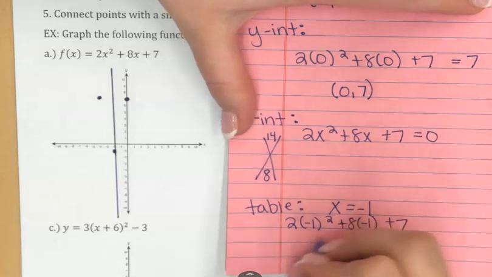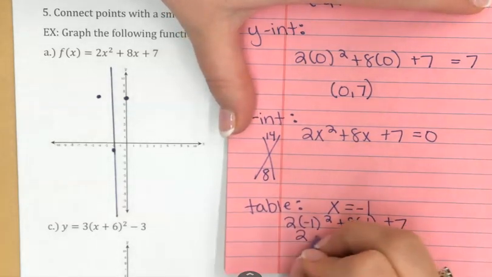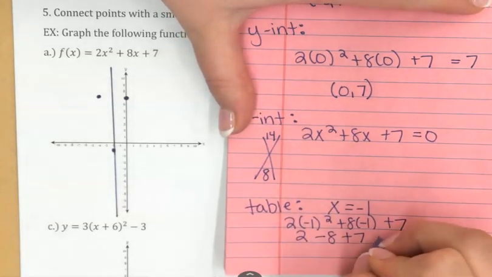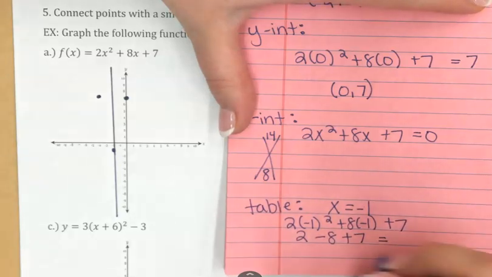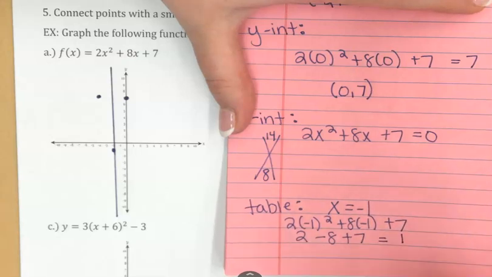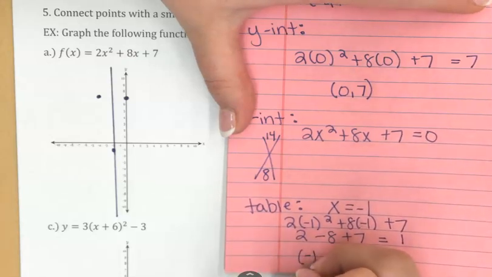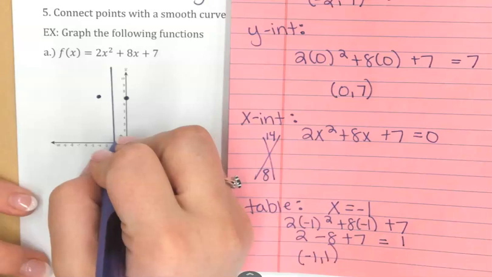-1 squared is just +1, so that's going to be 2 minus 8 plus 7. And that gives me 1. So I've got another point at -1, 1.